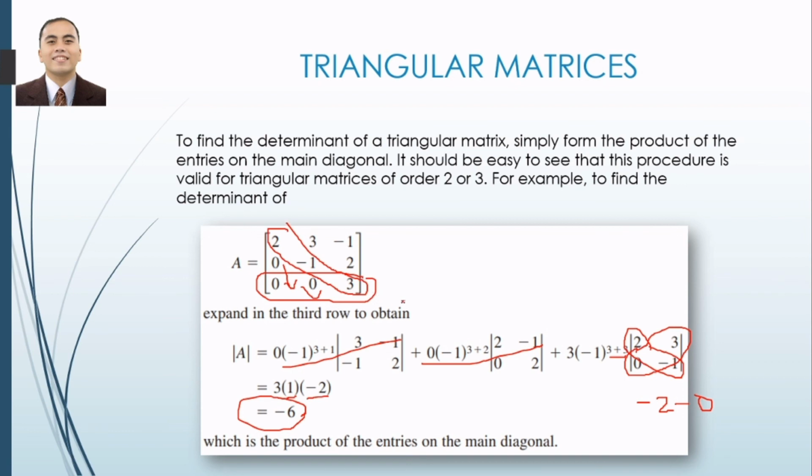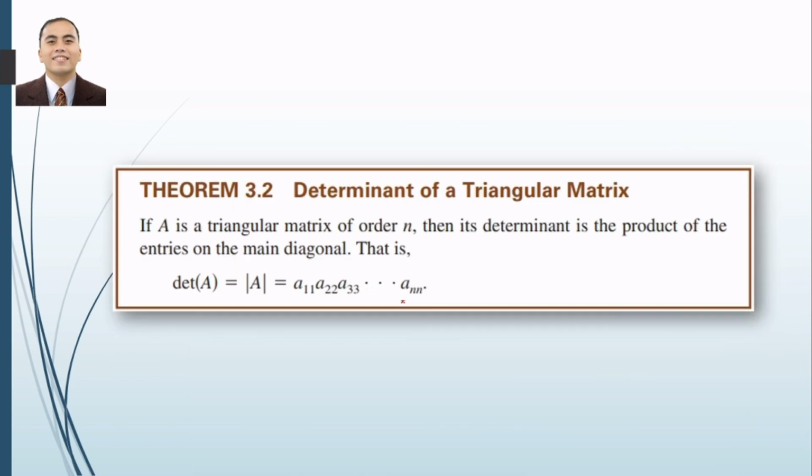So that is how to find the determinant of triangular matrices. So if A is a triangular matrix of order n, then its determinant is the product of the entries of the main diagonal. That is, the determinant of A, or the absolute value of A, is equal to a sub 1,1 times a sub 2,2 times a sub 3,3 and so on up to a sub n,n, considering that this is the main diagonal.